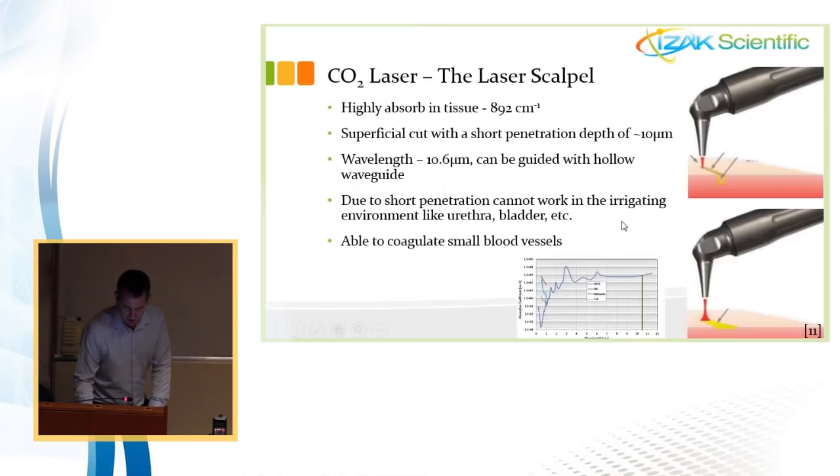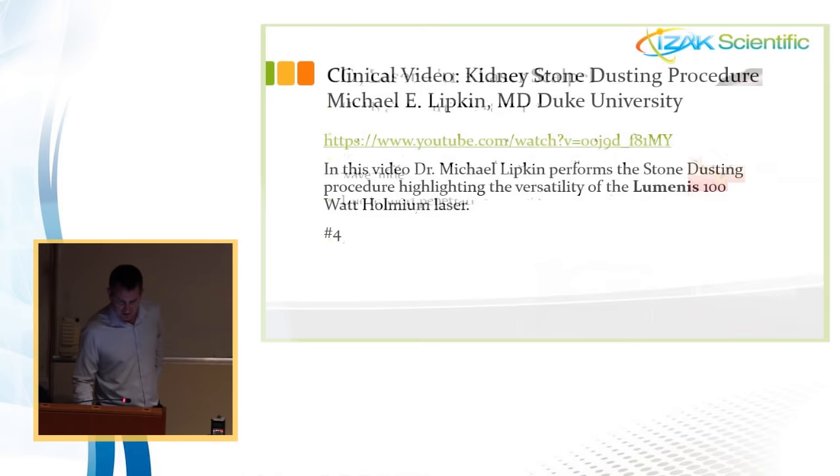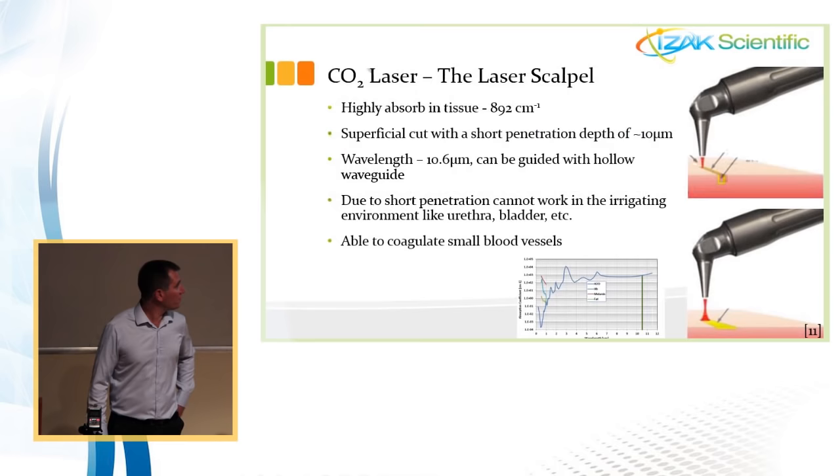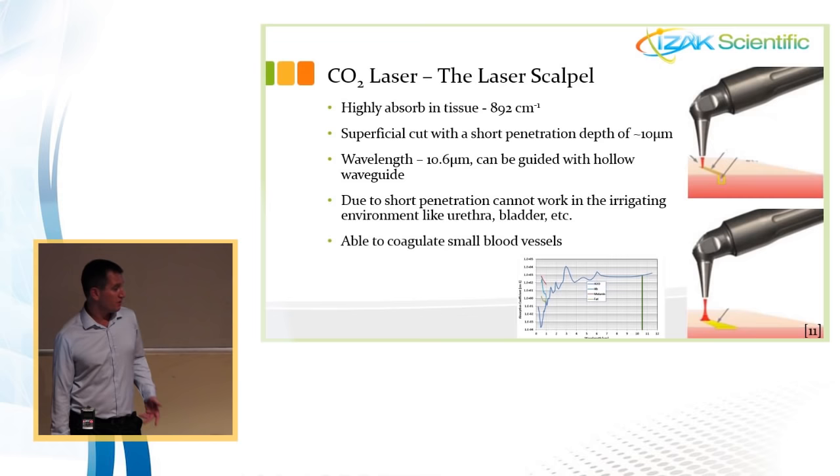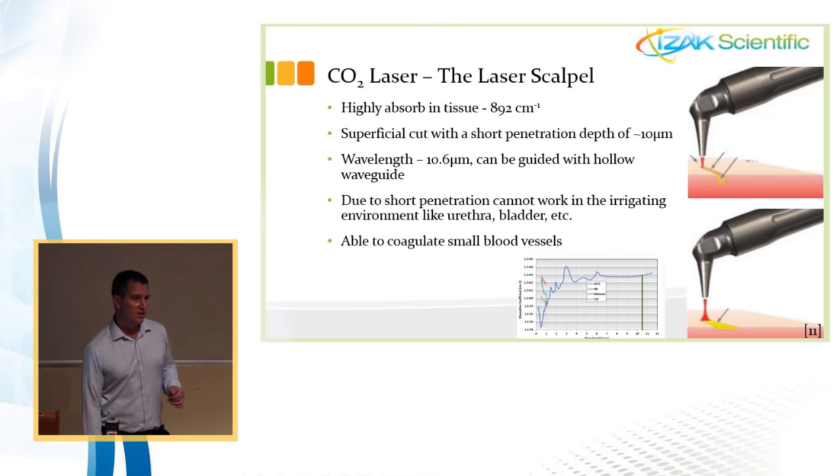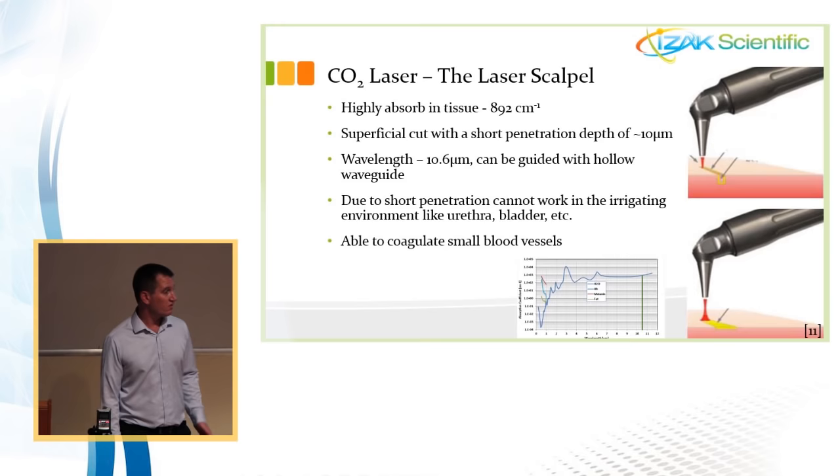Now let's speak about the CO2 laser, which is actually the ideal laser, especially the one we have in our waveguide, since it's able to deliver to anywhere in the body. But since there is very high absorption, around 893 per centimeter, and a penetration depth of around 20 microns, the CO2 laser cannot work for large applications, for stone fragmentation or for BPH, because all the energy will be absorbed in the water in the irrigation.